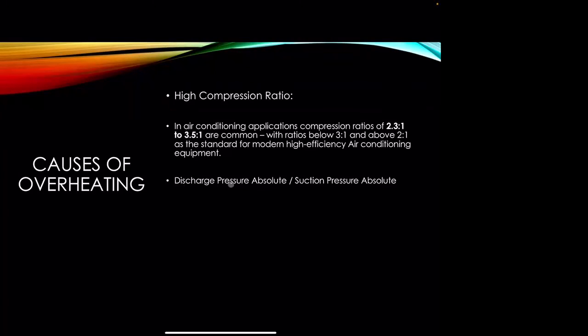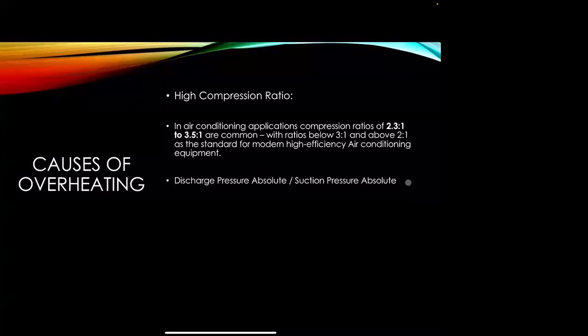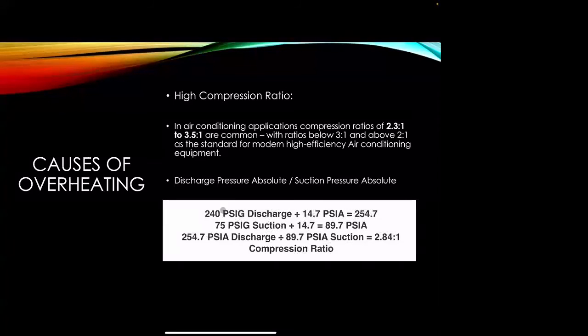How do you get that number? You take your discharge pressure absolute divided by your suction pressure absolute. So most people are like, well, what's absolute? I can get my discharge pressure and get my suction pressure, but what does absolute mean? It means this. Let's use this example here.